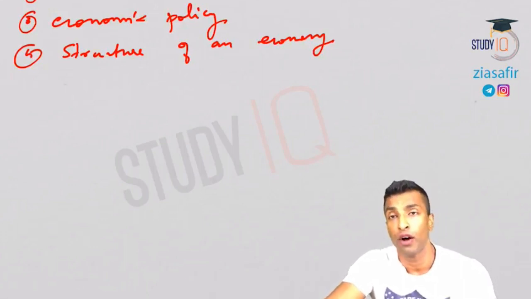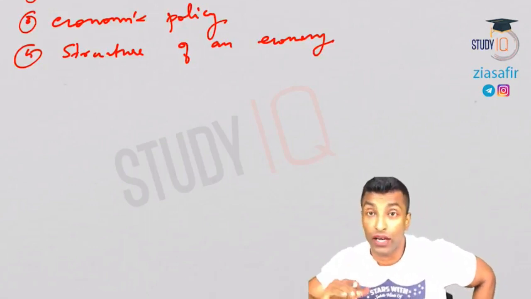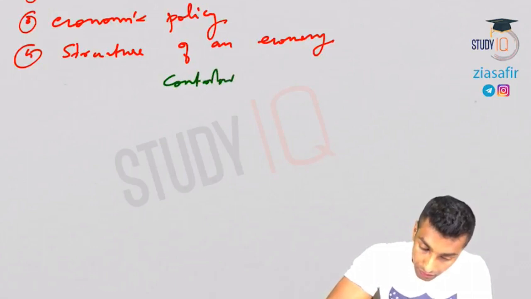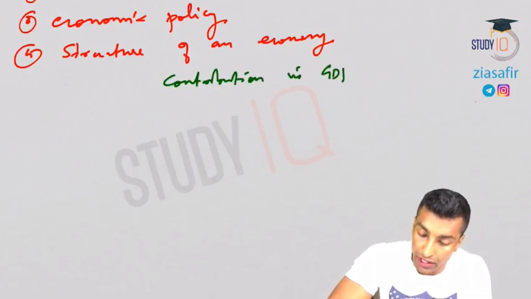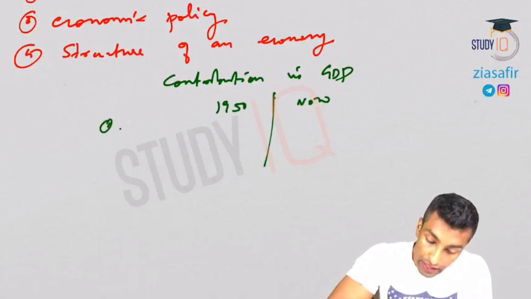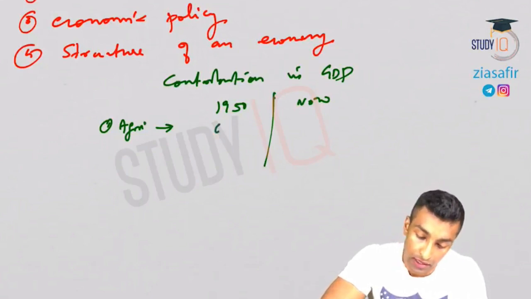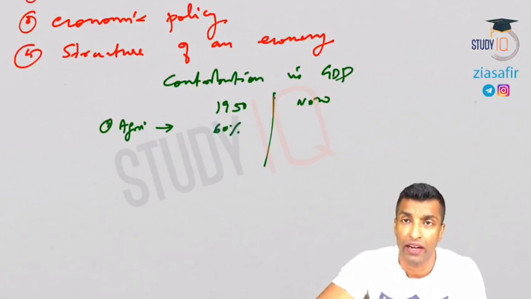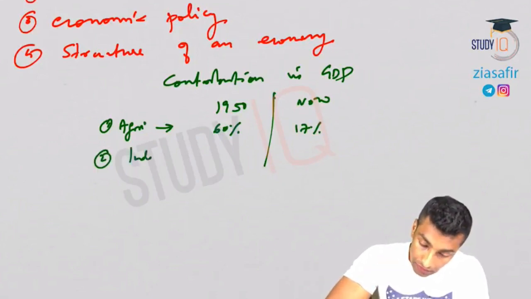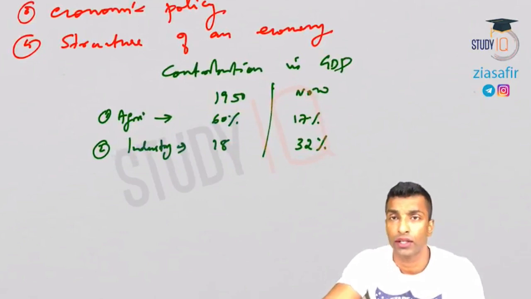Let's see the contribution of these sectors to GDP, and we'll see the 1950 time and the current contribution also. So first one we'll take agriculture. In 1950, the contribution was around 60%, and it has been reduced to 17, 16, etc. So 17%. And if you see industry, it was 18%, and now it has increased to 32%, 33, 34%.